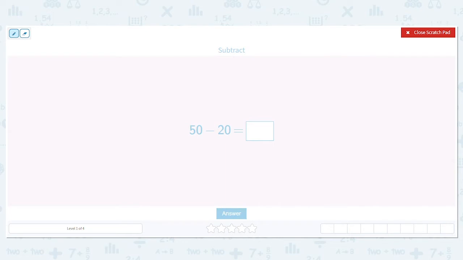Now, what I'm going to do first is I'm just going to look at what's not zero. So I have 5 and 2. So what is 5 minus 2? It's 3. And how about now we can do the other one? What's 0 minus 0? 0. So 50 minus 20 equals 30.